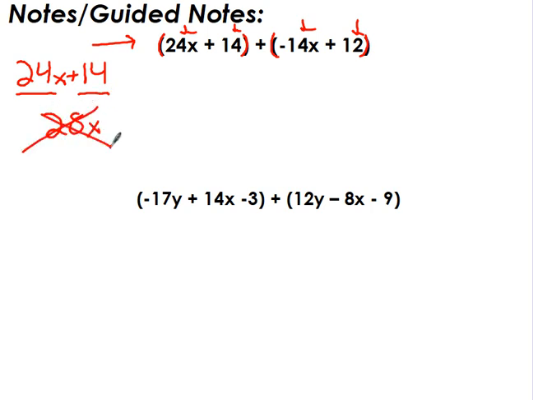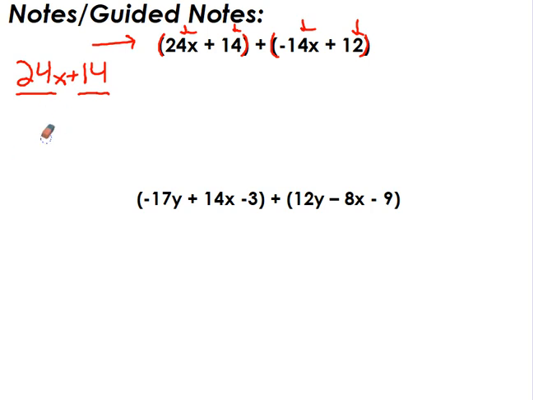The reason is that the 14 doesn't have an x attached to it. What this is saying is I have 24 x's and then I just have 14 regular numbers. If I have 24 x's and 14 non-x's, I can't combine them and say that's 28 x's. It just doesn't make sense, so we're not allowed to do that.